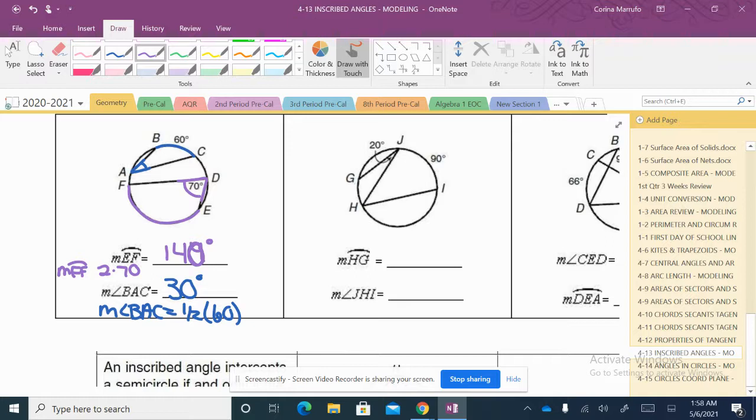Okay. So for this example, they give us the angle measure in here is 20 degrees. That means the arc measure needs to be double that. So we take 20 and multiply times 2, and that gives me 40. Now this one's a little bit backwards because they give us the arc measure. They tell us this is 90. To find this inscribed angle, JHI, we take the 90 and take half of that. And half of 90 gives me 45.